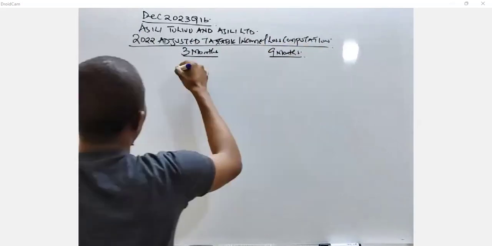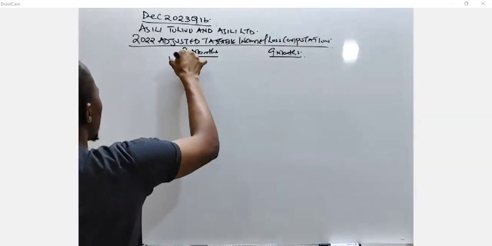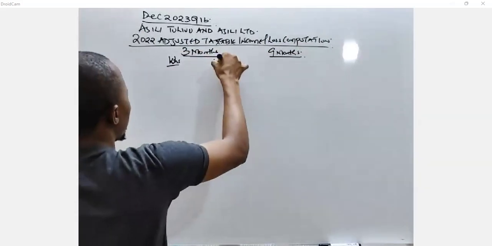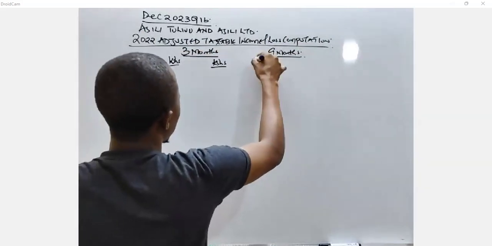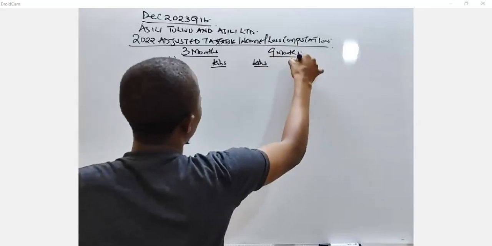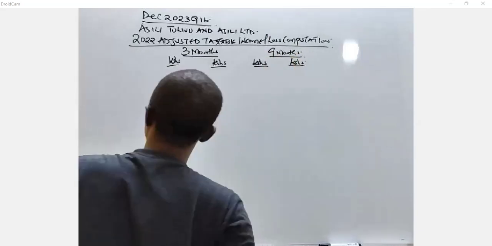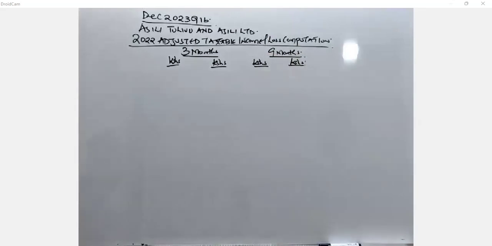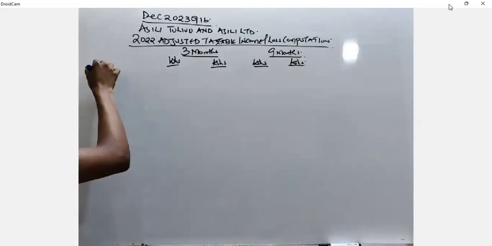Now we're going to be having shillings columns here, another one here, and another one there. So we are going to start with what? We normally start with our reported profits. So we start with reported profit here.